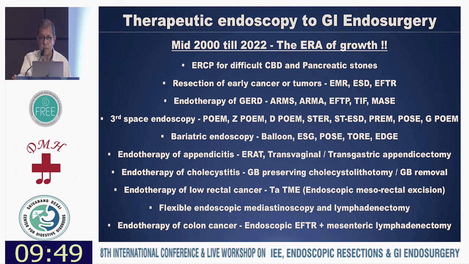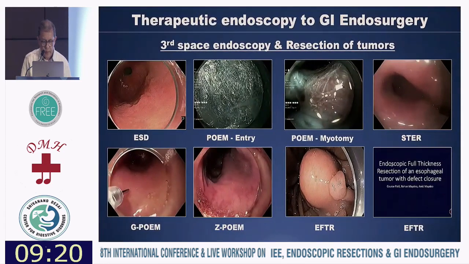I'll not name them just now. Some on swine, some on pigs, but some even on humans. And there were some endoscopists who have even attempted a gallbladder preserving cholecystolithotomy, saying that it is not required to remove the gallbladder. So by going inside the peritoneum, opening the GB, taking out the stones and then leaving the patient alone. Then of course, flexible endoscopic mediastinoscopy with lymphadenectomy and even treatment of colonic cancers. So look at this. This was the tremendous growth which was taking place.